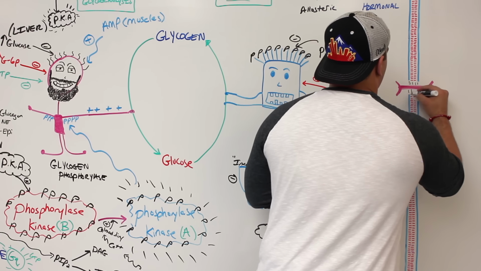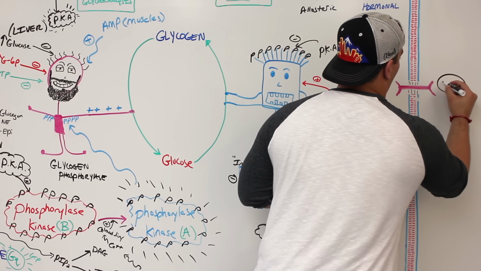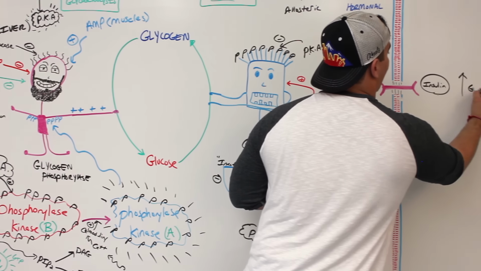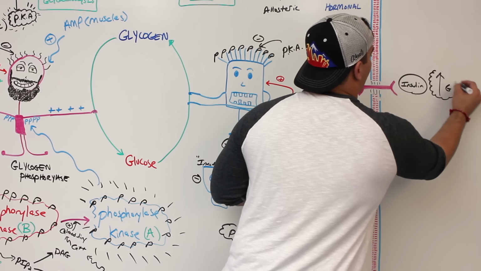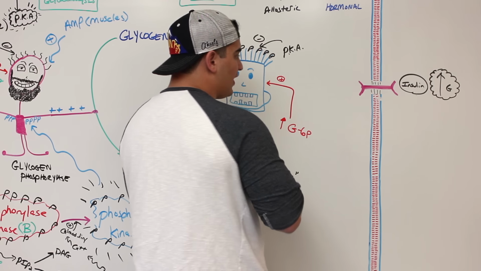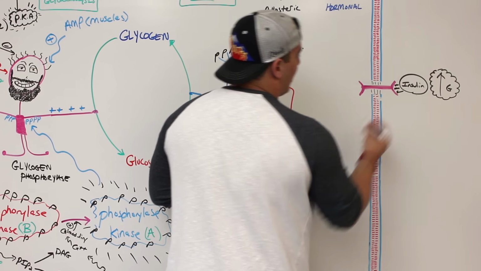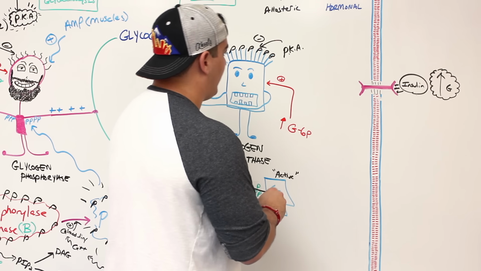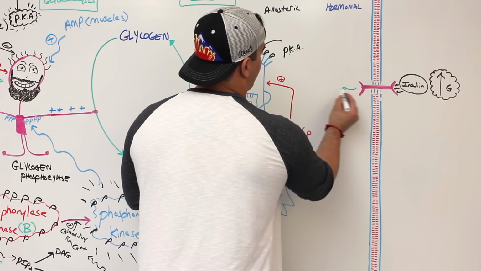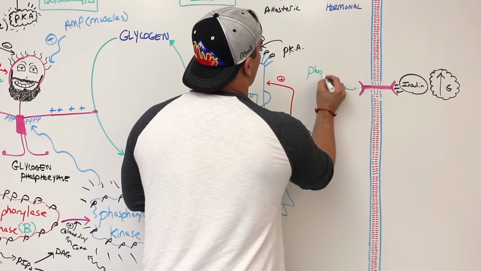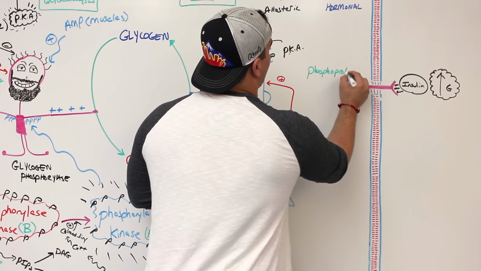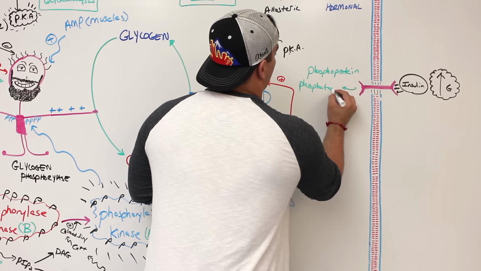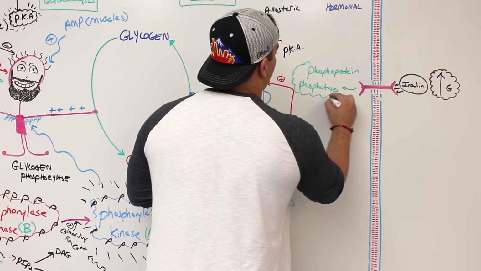Insulin is going to be released whenever your blood glucose levels are high. So whenever you have high blood glucose levels, insulin's going to be released. Insulin's going to activate this receptor. When it activates this receptor, it leads to the activation of very specific proteins, and these proteins are called phosphoprotein phosphatases. So who's activating these proteins, these phosphoprotein phosphatases?